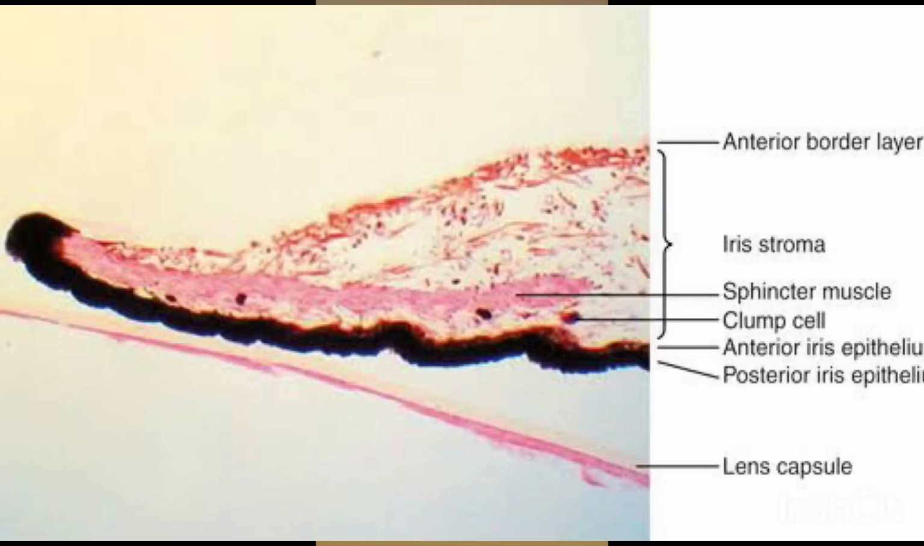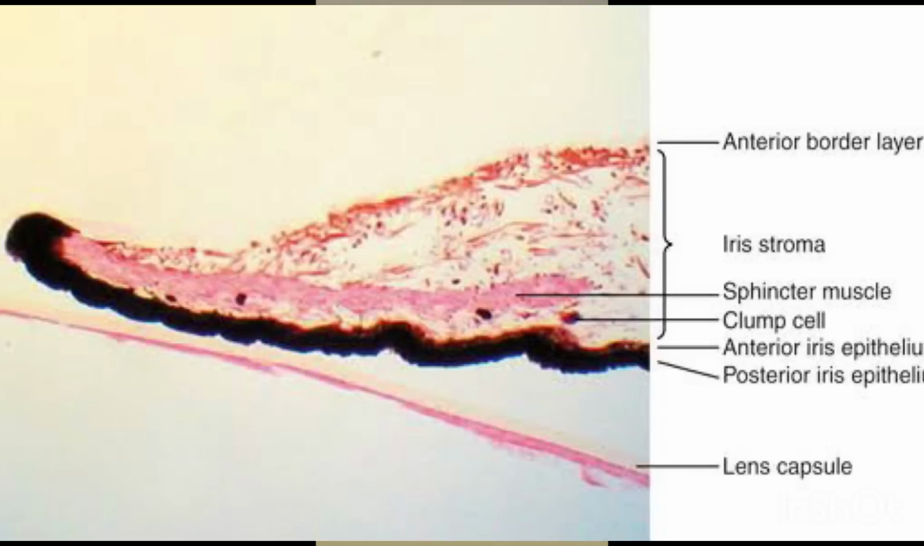Then the pupillary reflex. When the light level changes, the muscles of the iris respond to ensure an appropriate amount of light reaches the retina. In bright light, the sphincter muscle contracts, causing the pupils to constrict, meaning becoming smaller. This limits the amount of light that enters the eyes, preventing overexposure of the retina to intense light.